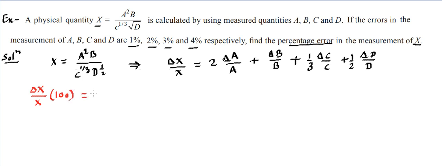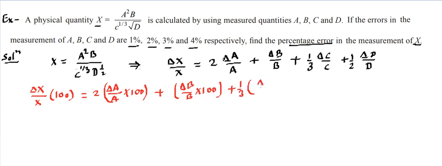This is going to be equal to 2 times delta a upon a into 100. That means we are simply multiplying by 100 on both sides. So this will become the percentage error in a, and that value has been given to us as 1, plus 1 times delta b upon b into 100. So that's the percentage error in b, plus 1 by 3 times delta c upon c into 100. That's the percentage error in c. Similarly, 1 by 2 delta d by d into 100.